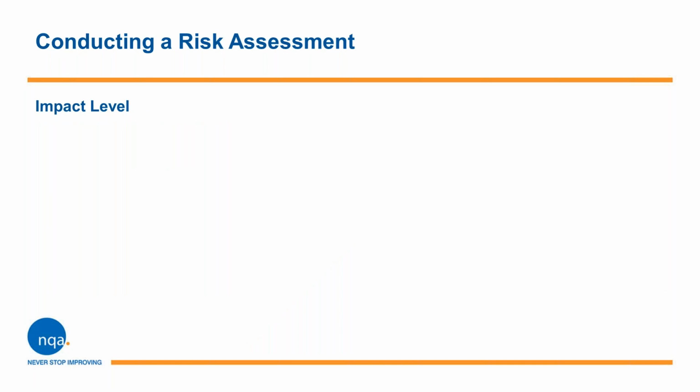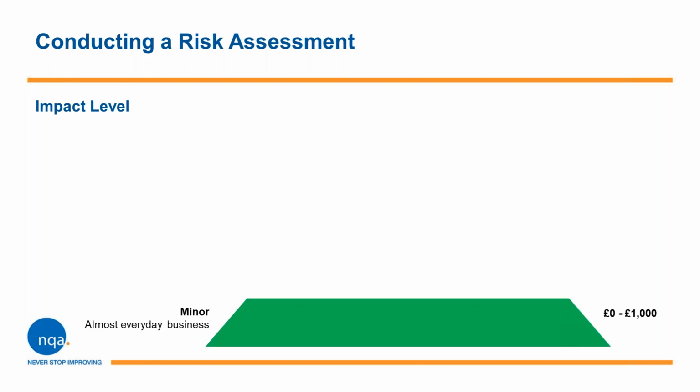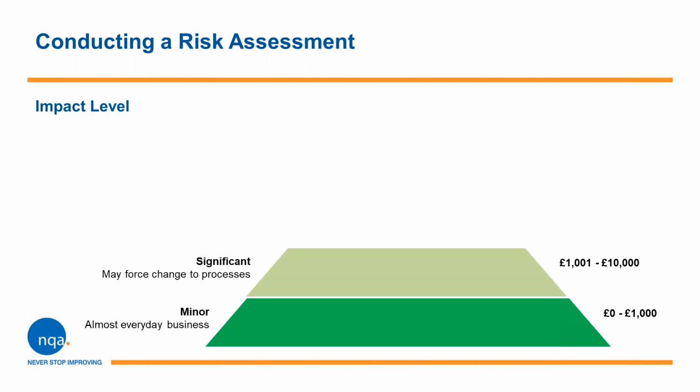So once we've established that, then we can make our impact levels. So we can start off, and again, this is entirely up to you how you do this. This is just a crude example, but we get our impact level. So we might say, well, this is a minor impact. So almost every day business, this occurrence happens. Or we could say, well, it's a loss of between 0 and 1,000.